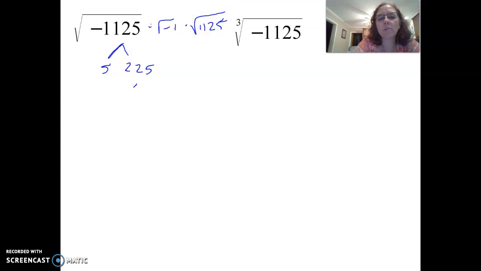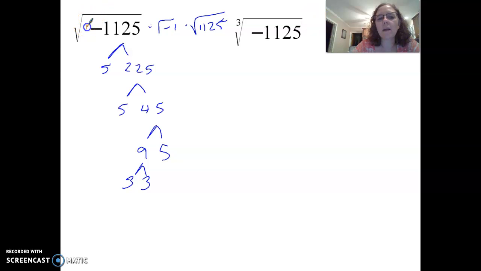Okay, so let's factor 225. 5 goes into 22 4 times, 5 goes into 25 5 times. All right, 45. 45 is 9 times 5. Now we're getting to some numbers we recognize. 9 is 3 times 3. Okay, so I'm looking at a square root right here.